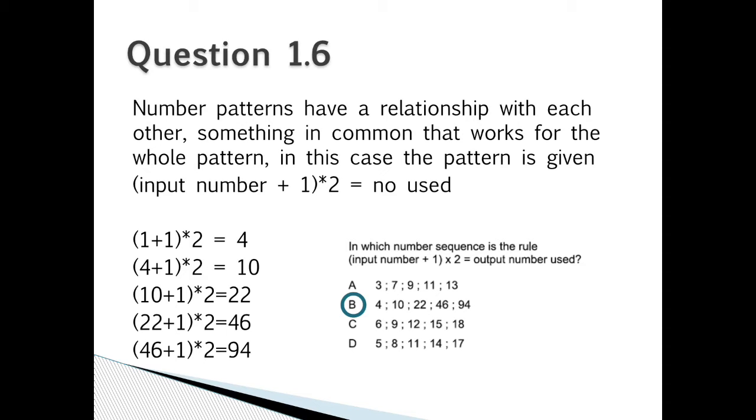Number patterns have a relationship with each other, something in common that works for the whole pattern. In this case, the pattern is given. Input number plus 1 times 2 is equal to the number used. So, 1 plus 1 times 2 is equal to 4. 4 plus 1 times 2 is equal to 10. 10 plus 1 times 2 is equal to 22. 22 plus 1 times 2 is equal to 46. 46 plus 1 times 2 is equal to 94. So the correct answer is going to be B.